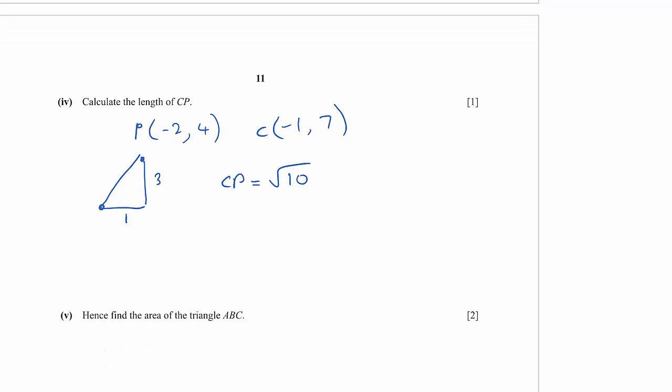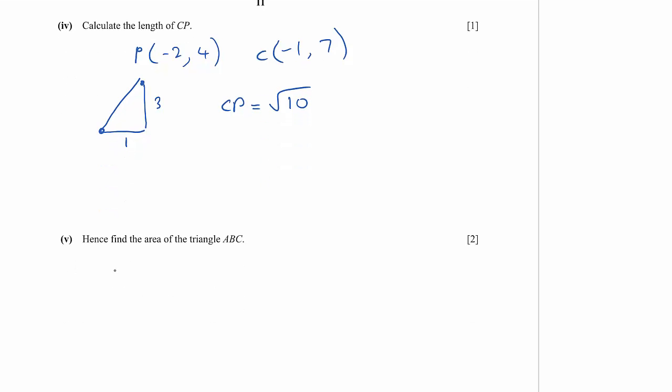Hence find the area of the triangle ABC. So I think we can make a reasonable sketch of this without thinking about the positions of things. If that's A and that's B, and we know that P is this midpoint here, and C is over here, and we've just worked out that this distance is root 10, and we're interested in this triangle here. So we know the height of this triangle is root 10. So what about the distance AB?